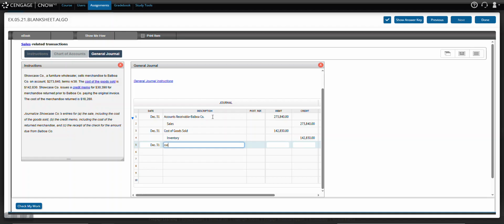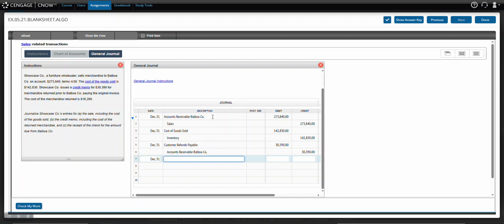So we're going to debit our customer refunds payable for the $30,390 that we are going to credit to Balboa. So if you notice, Balboa hasn't actually paid us any cash yet. They purchased that inventory on account. They haven't made any payment to us yet. So we are certainly not going to give them a cash refund. We're going to give them a credit memo. So we're going to debit our accounts receivable to Balboa Company for that $30,390. They're going to be receiving less money in the future from Balboa because they've made a return.